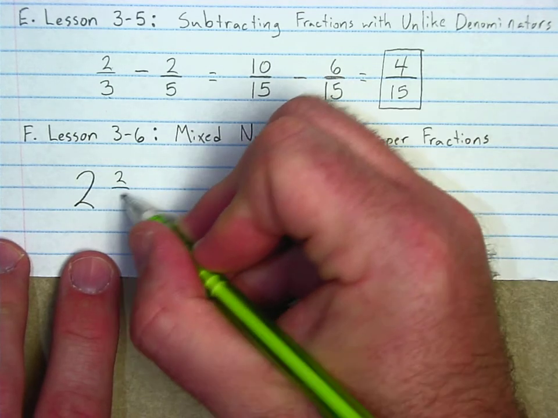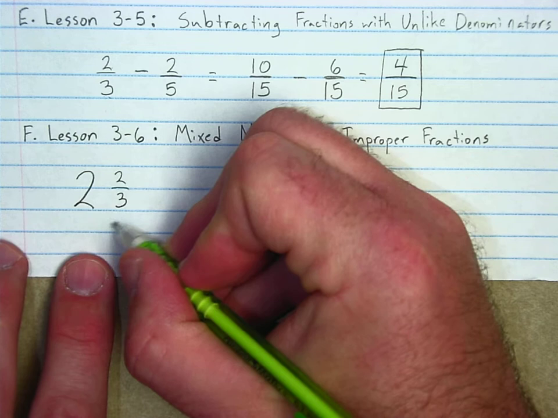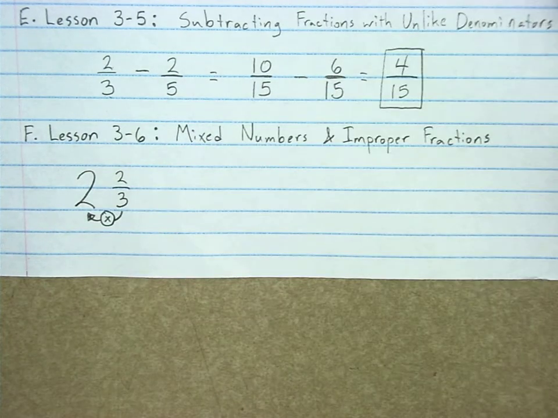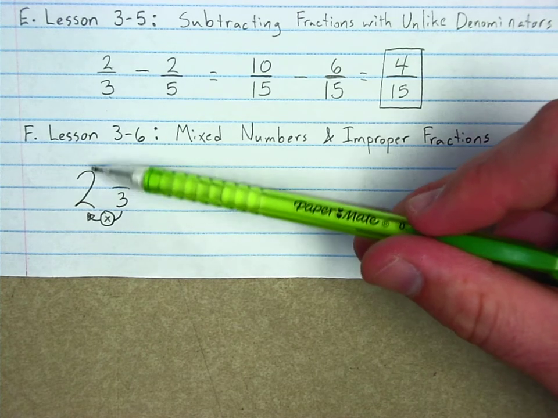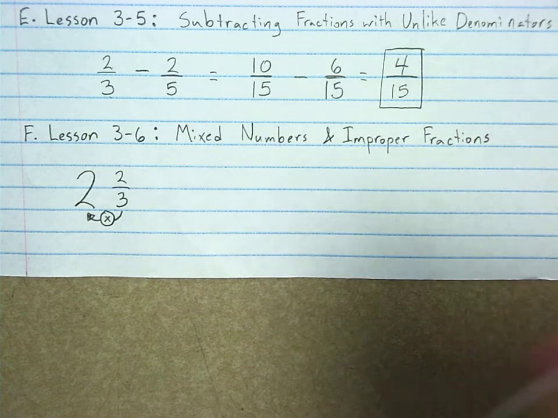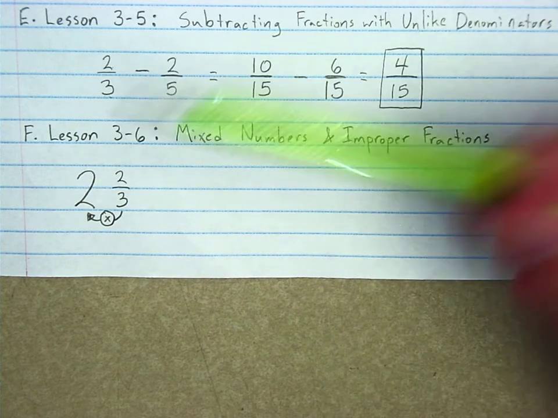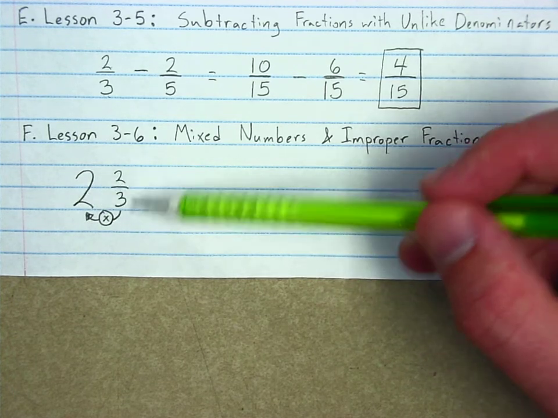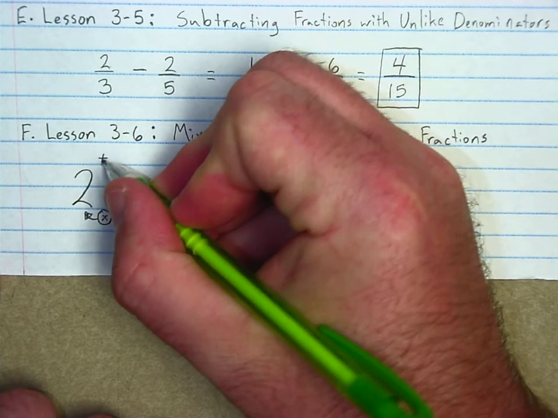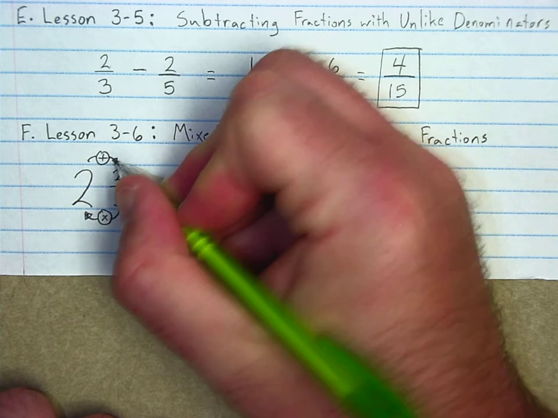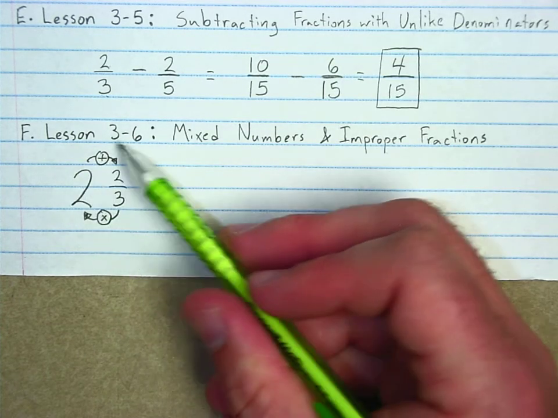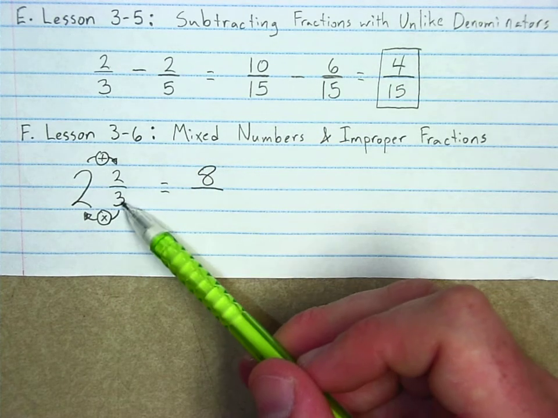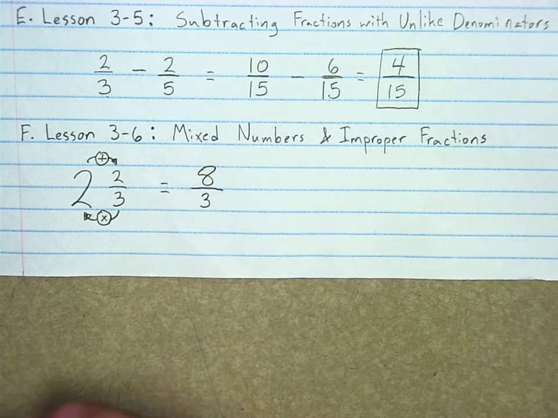If you have 2 and 2/3, please remember that you are multiplying across the bottom. 3 times 2. This is a whole number. 2 whole candy bars, 2 whole pizzas, whatever we're talking about. Each one has 3 pieces, so 3 pieces in 2 wholes, 3 times 2 is 6. Then we add the little 2 that's left up here, so 3 times 2 is 6, plus 2 is 8, and it's just going to be the same denominator, 8/3.